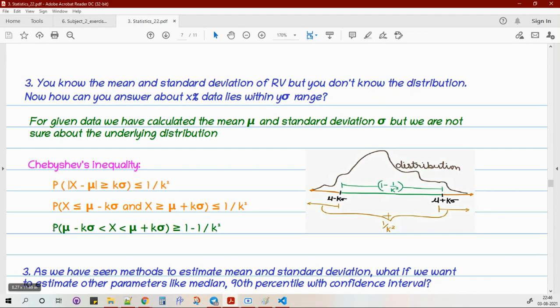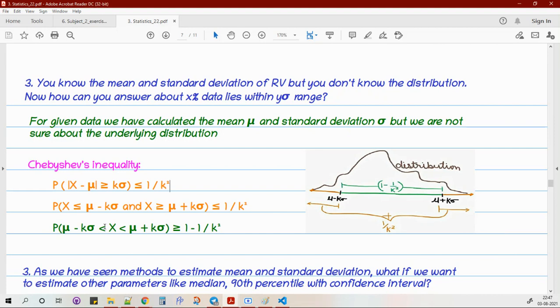So the probability that all my data is distributed within this k sigma range, if you put k equal to 2, is nothing but x lying between mu minus 2 sigma and mu plus 2 sigma. In a normal distribution, we can directly answer it's 95%: 1 sigma is 68%, 3 sigma is 99.7%. But what about other distributions? We can apply Chebyshev's inequality and find out the probability in this range.